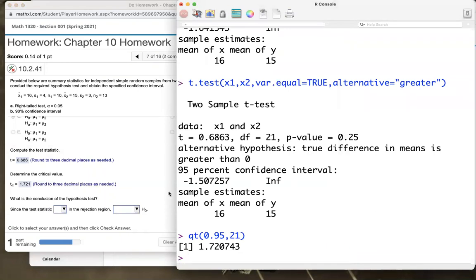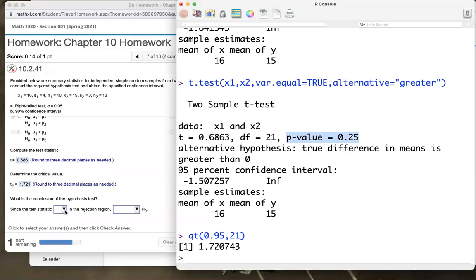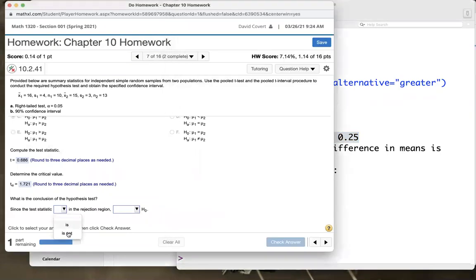And then there are 2 ways to think about this. This is your critical value. This is your test statistic. Your test statistic is not greater than your critical value. Equivalently, your p-value is not less than or equal to your significance. And so that tells you that you don't reject. Since the test statistic is not in the rejection region, we just don't reject.